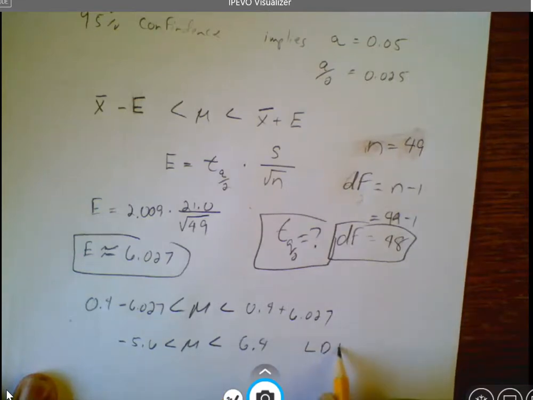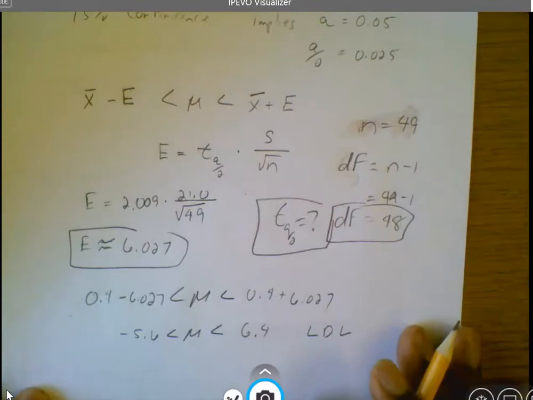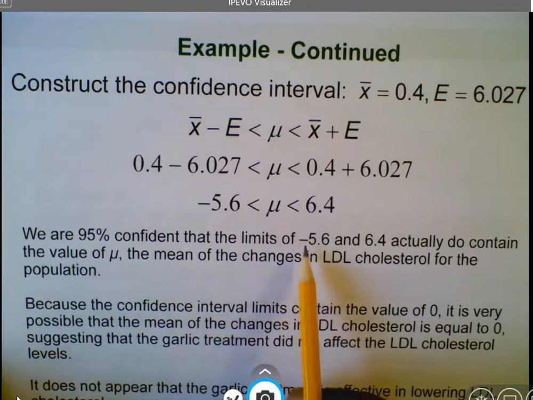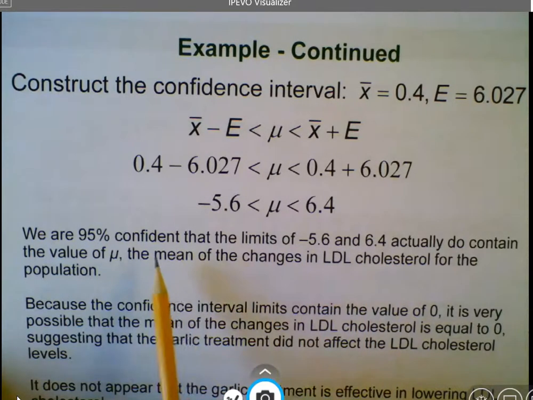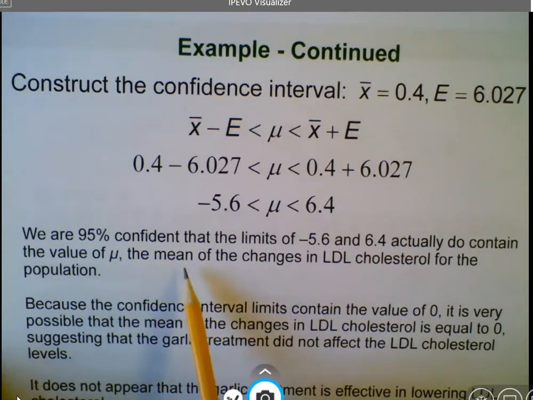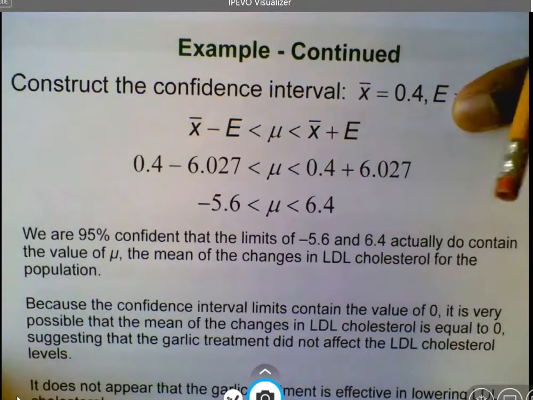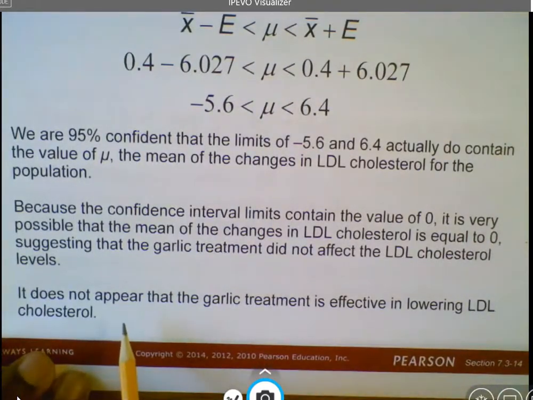This represents LDL cholesterol. So basically our answer is we're 95% confident that the limits of negative 5.6 and 6.4 actually do contain the value of the true mean, the population mean, the mean of the changes of LDL cholesterol for that population. Because the confidence interval contains a value of 0, it's very possible that the mean of the changes of LDL cholesterol is equal to 0, suggesting that garlic treatment did not affect the LDL cholesterol levels. It does not appear that garlic treatment is effective in lowering LDL cholesterol.